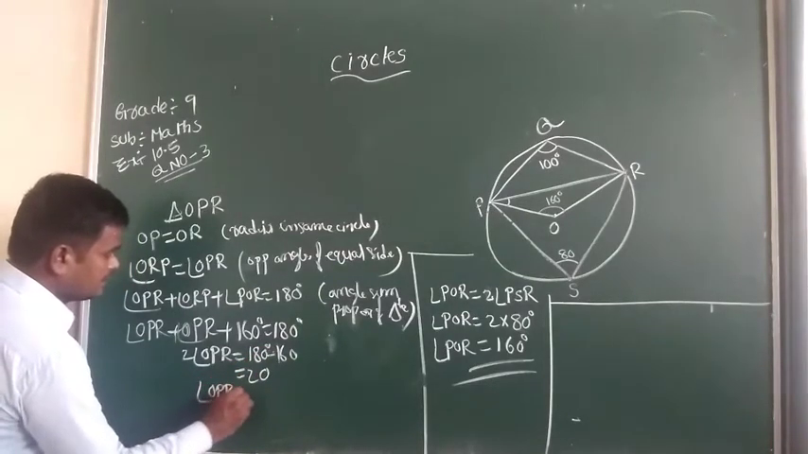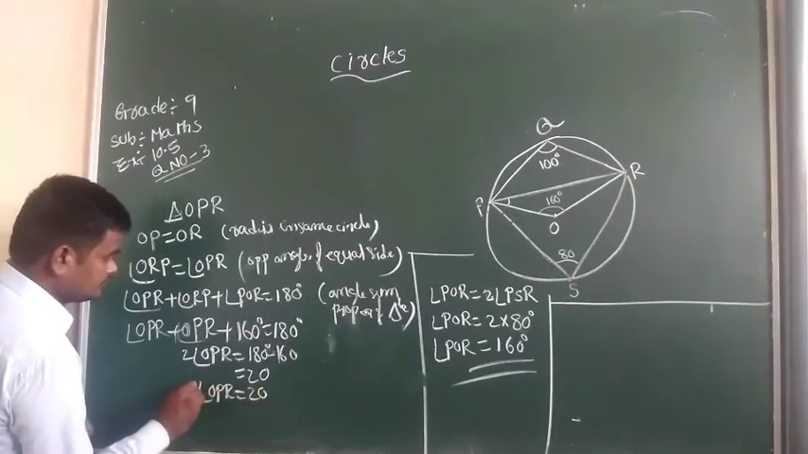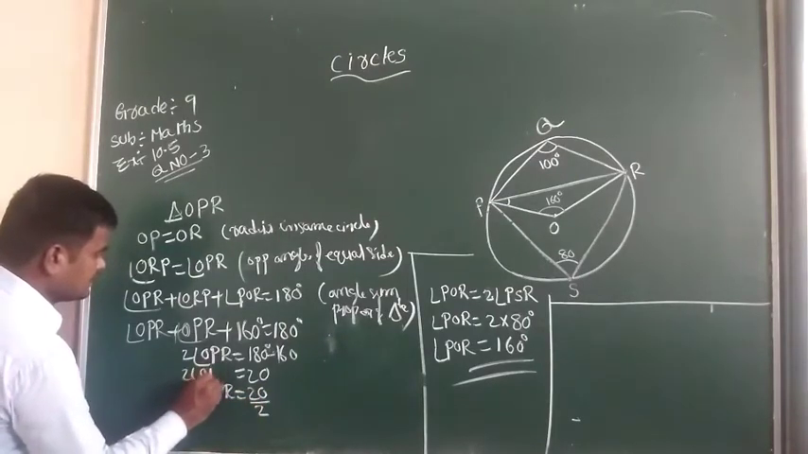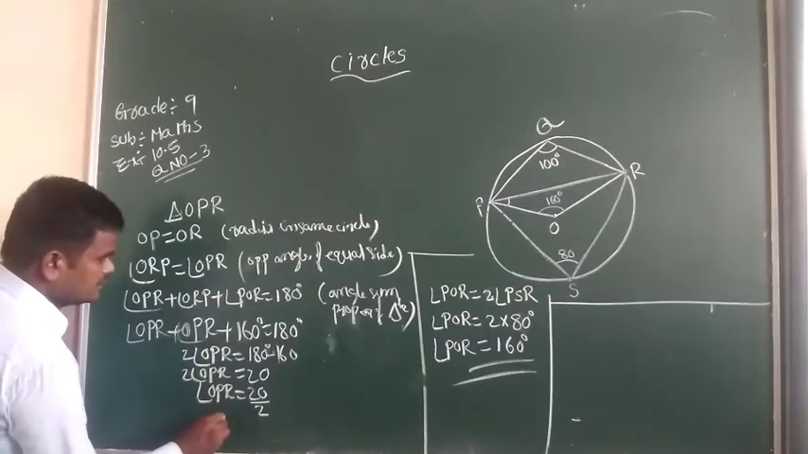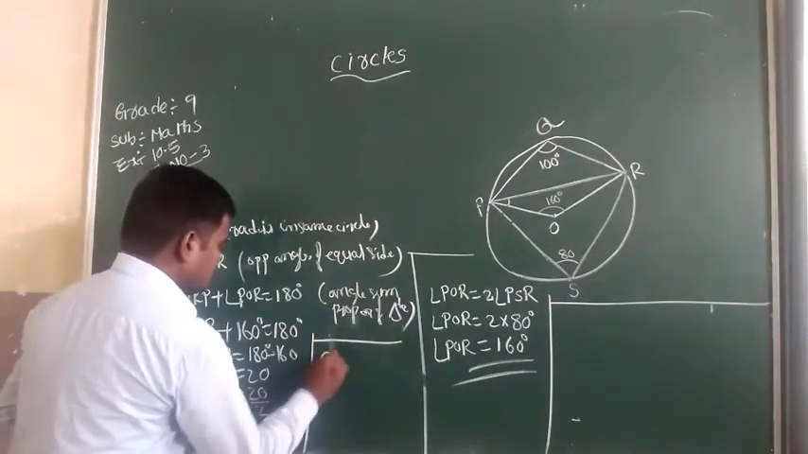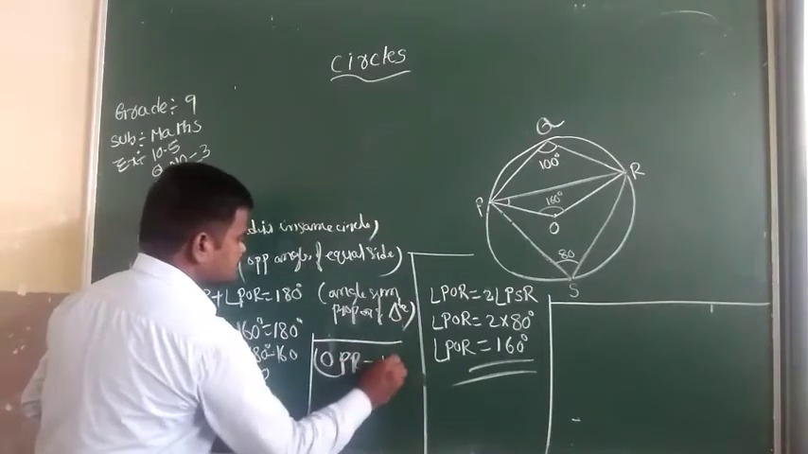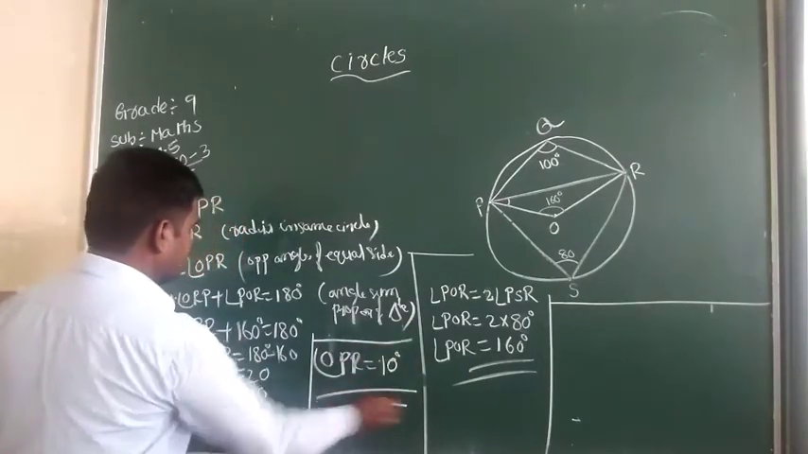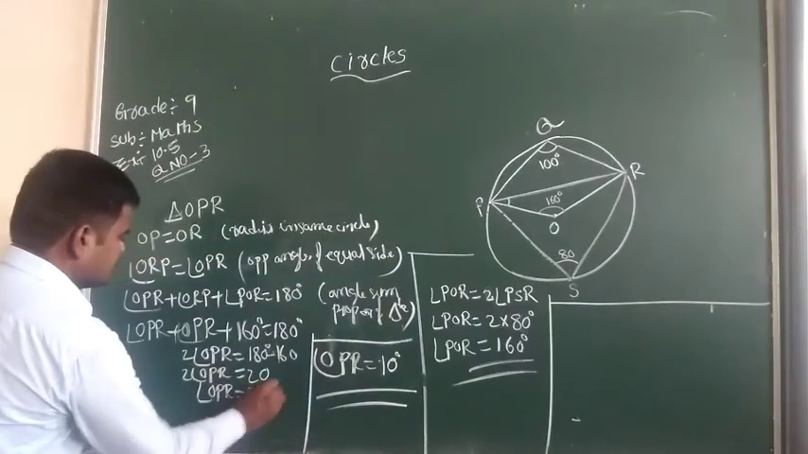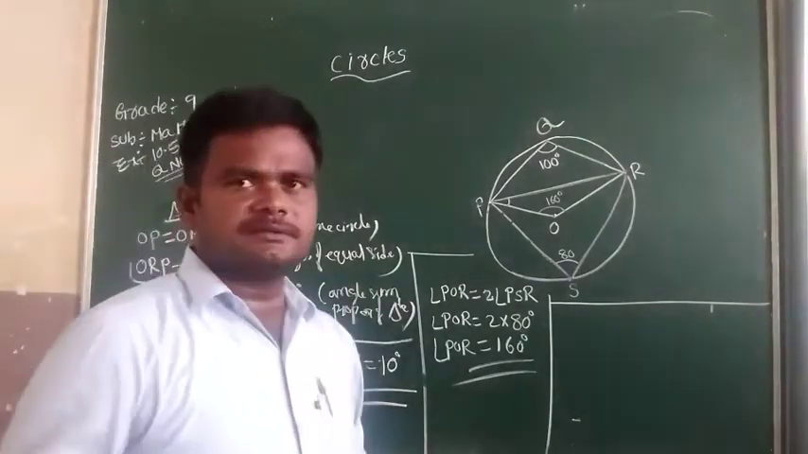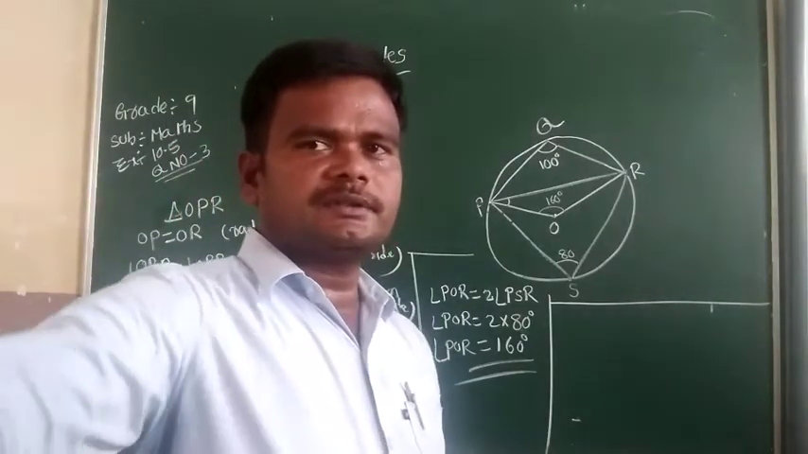So 2 times angle OPR equals 20. Therefore angle OPR equals 10 degrees. This is the solution of the third one.